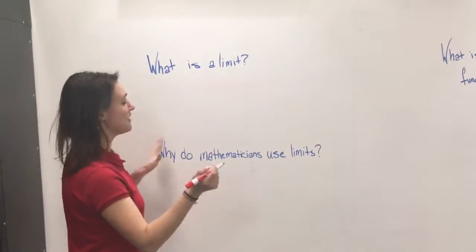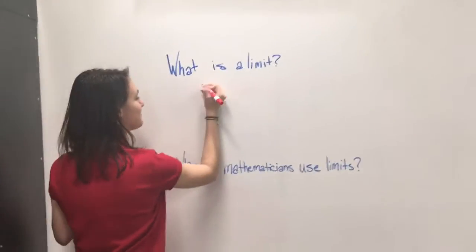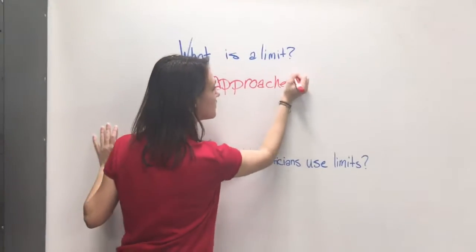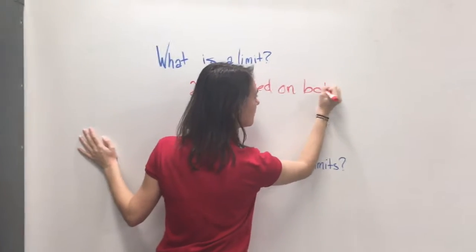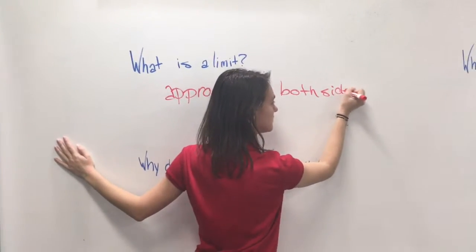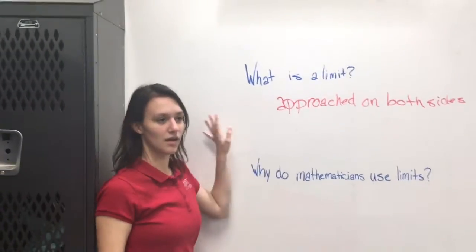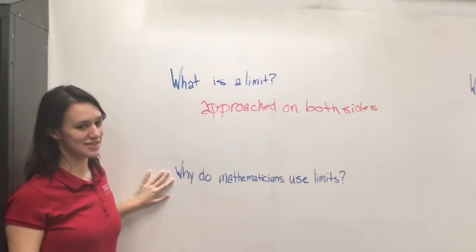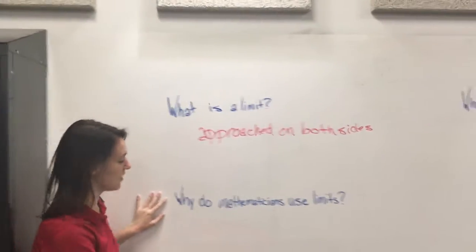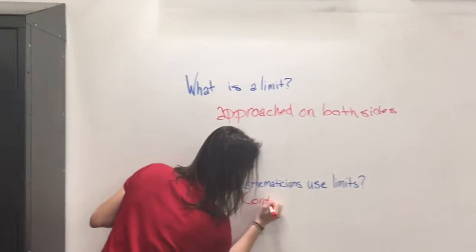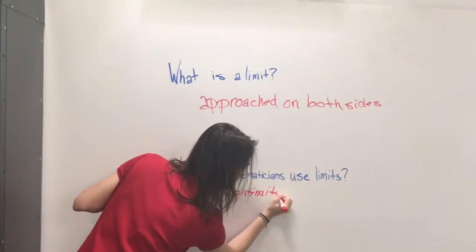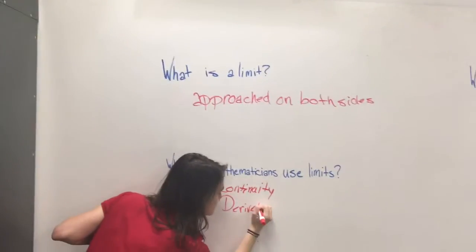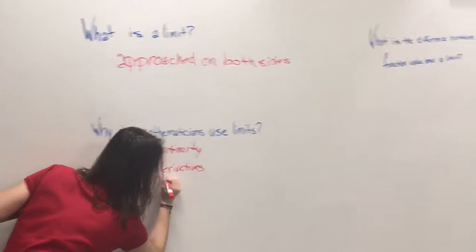What is a limit? A limit is a point on a graph that is approached on both sides. And then why do mathematicians use limits? Mathematicians use limits because they define continuity, derivatives, and integrals.